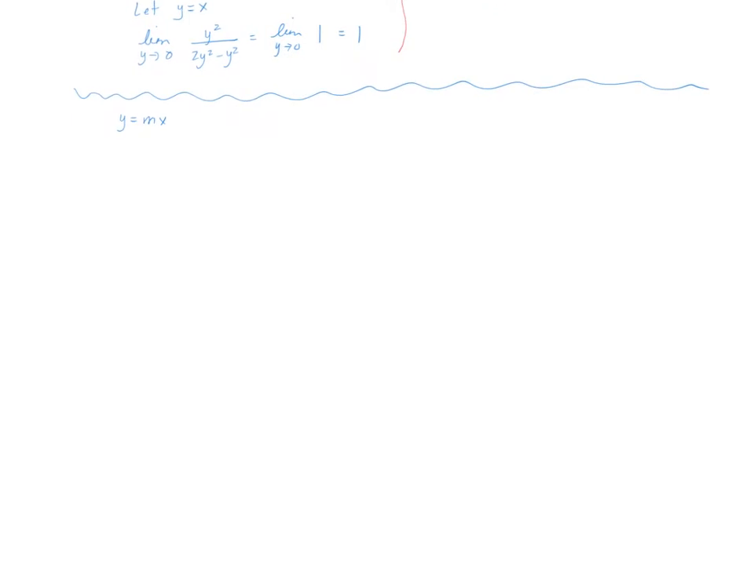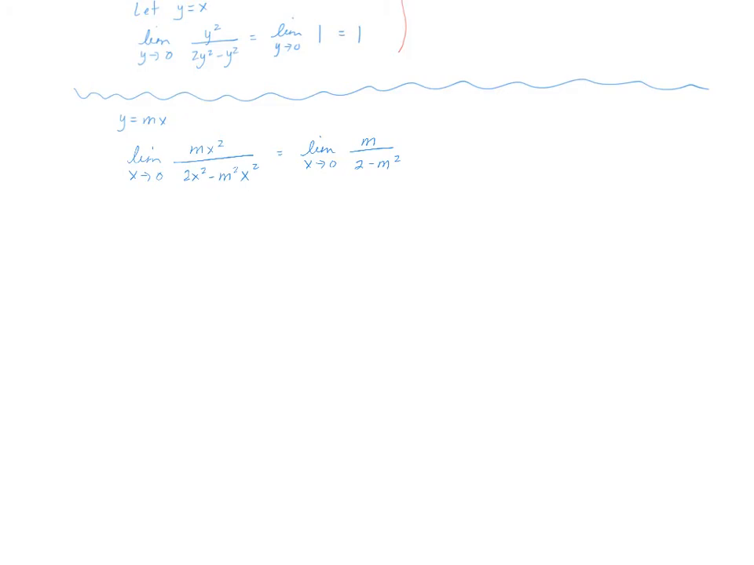So I'm going to let y equal mx. In my limit, I'm going to replace the y with mx. So now my expression only has x's. This becomes mx squared over 2x squared minus m squared x squared. So all I did was replace the y value with mx. Let me simplify this. This becomes the limit as x goes to 0 of m, because all the x squareds will cancel, over 2 minus m squared.